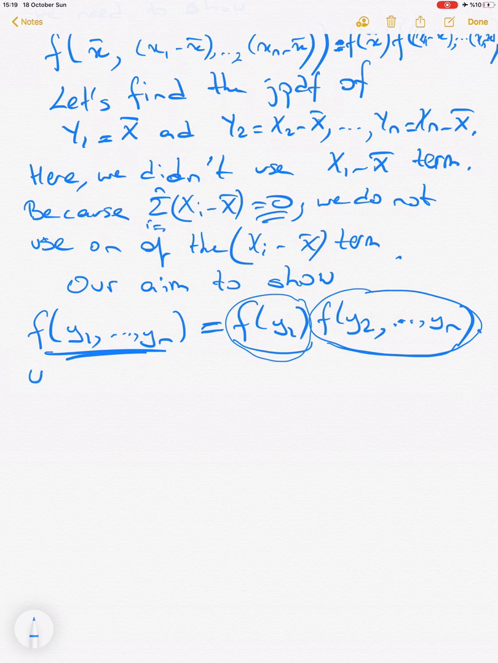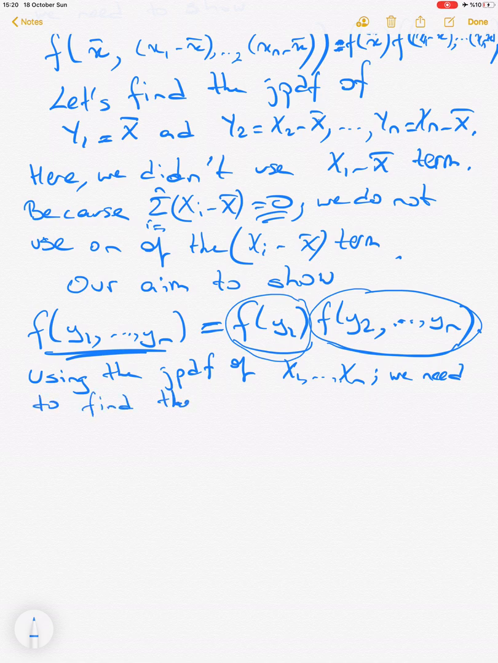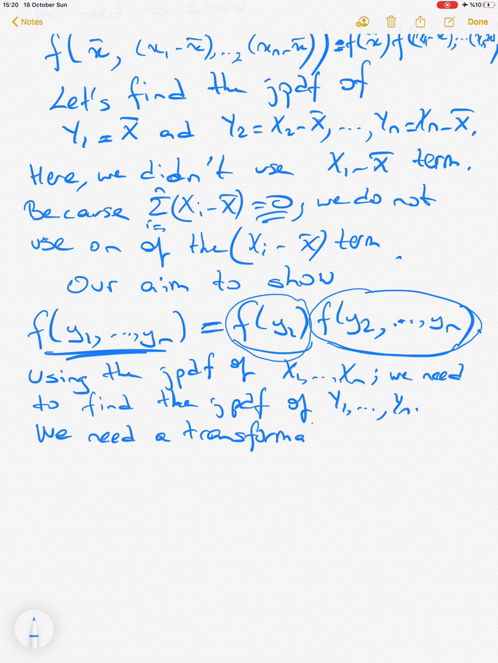Okay, so using the joint PDF of x1 to xn, because we only know this information, we need to find, first of all, the joint PDF of y1 to yn. Okay, so we need a transformation technique here. Since we know the forms of the equations, it's better to use the Jacobian technique here.